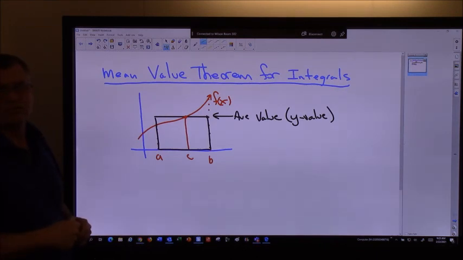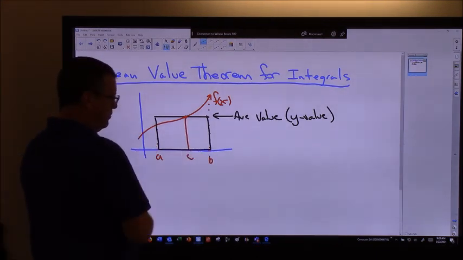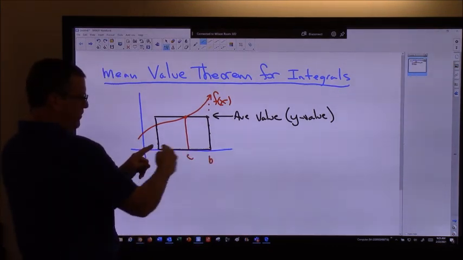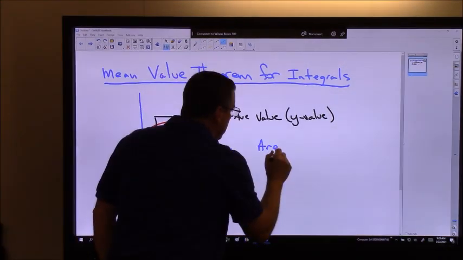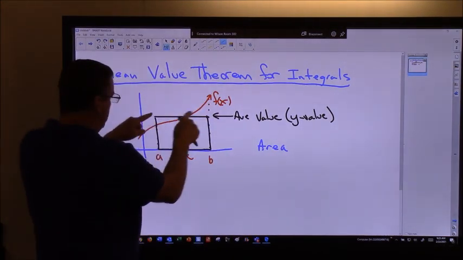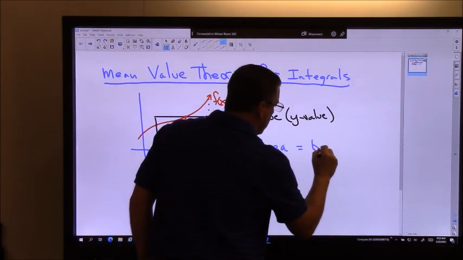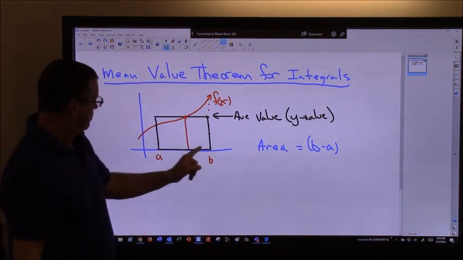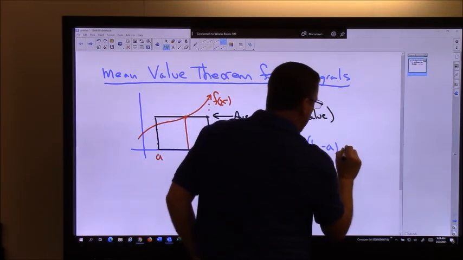Right? Well, what is the base? I don't know, whatever b minus a is. You know, if this is at 2 and this is at 7, 7 minus 2 is 5. That's the length there. All right? So I know that the area of this rectangle is equal to b minus a, there's our base, times the height, which is just our average value.